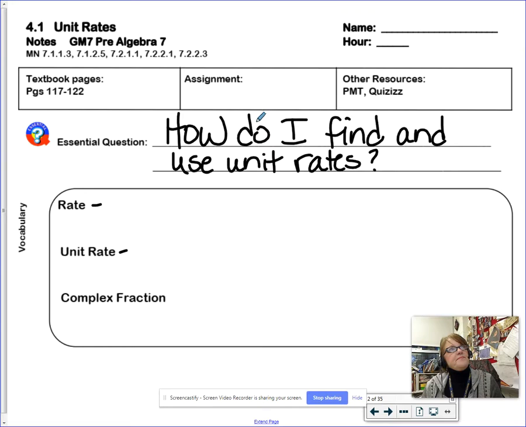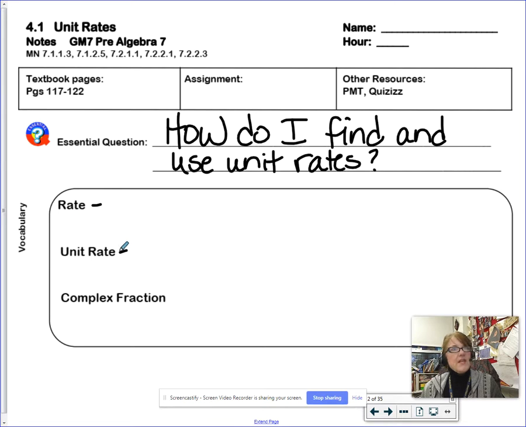And go ahead, get your notes out, and let's get this essential question, which is the same as what is worded at the beginning of this module, written down. How do I find and use unit rates? Okay, so as you get that down, let's get some of this identified and the vocabulary cleared up here.